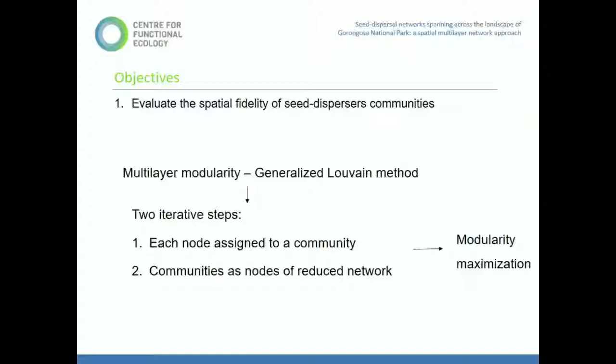So, modularity, aside from identifying the different communities, gives you groups of species that interact more frequently than would be expected by chance. And we used a generalized Louvain method, which goes in two steps. First, each node is assigned to a community, and then it calculates modularity. When it reaches a maximum, then these communities are used as the nodes for a new network, and then it's calculated again until you find a new value of modularity, and then you have your communities.